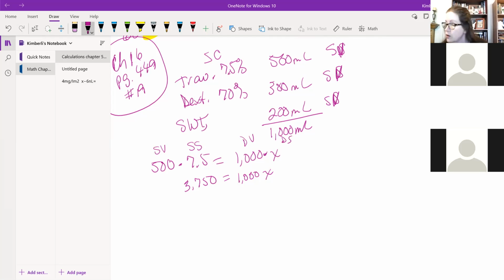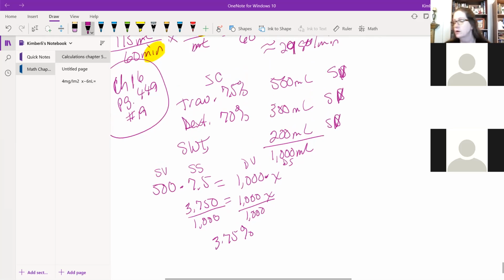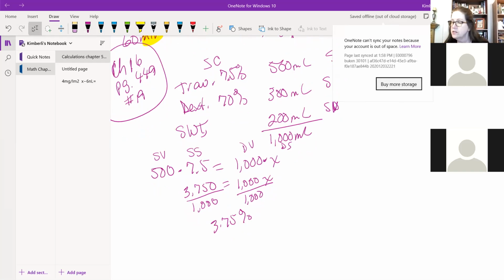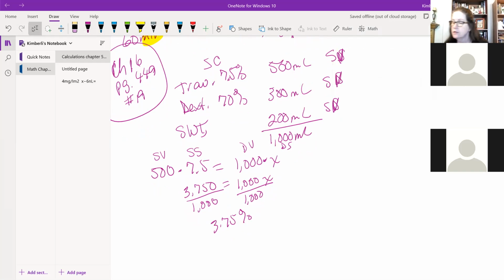Okay, so now I'm going to divide by 1,000, and my new desired strength in the whole thing is going to be 3.75%. This makes sense because you start out with 7.5% and you end up with twice as much volume. Twice as much is going to be half as strong, right? So your new percentage, since you've diluted it, is now 3.75%. Is that making sense?